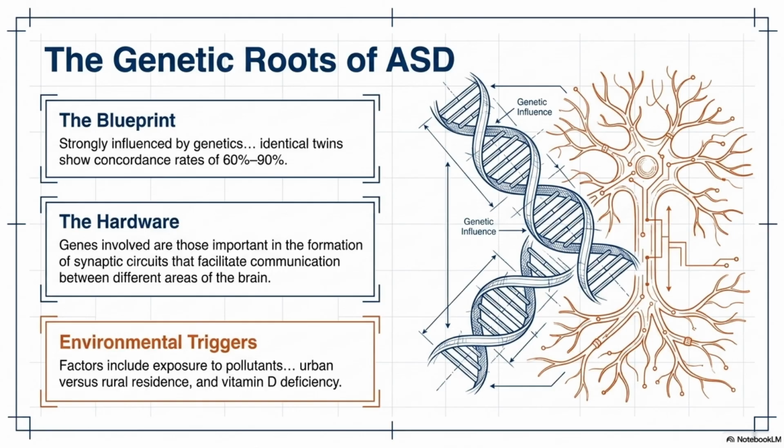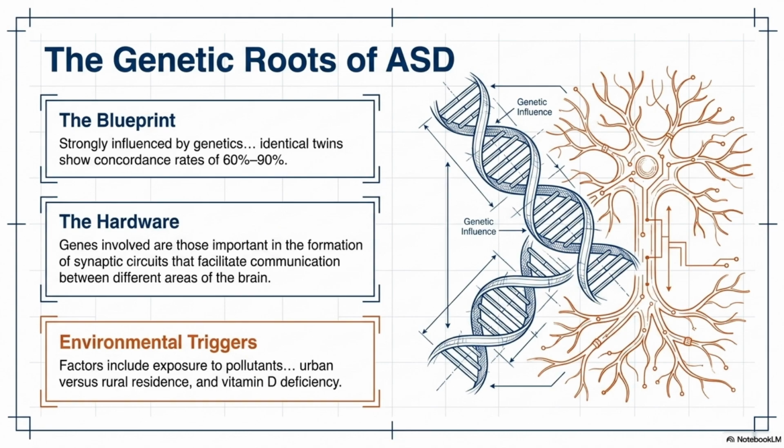And human beings will rush to fill that vacuum with whatever explanation they can find, which leads to intense public speculation and misinformation. Based strictly on the scientific evidence in the text, what actually causes ASD? The primary driver is genetics. The identical twin concordance rate for ASD is between 60 and 90%. Yeah, that implies a massive genetic vulnerability.